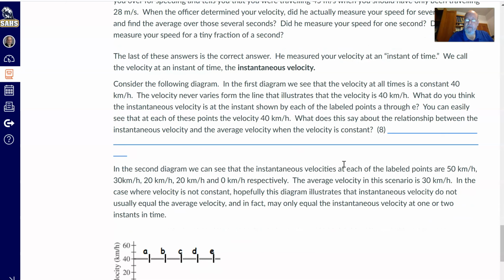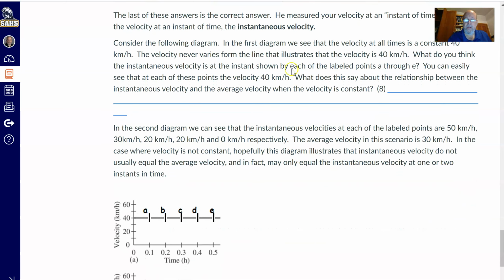So if you look at the following diagram, in the first diagram, you can see that the velocity at all times is a constant 40 kilometers per hour. If I've got a graph that we're going to end up calling a velocity time graph here, I've got velocity on the y-axis and time on the x-axis. I'm starting at 40 kilometers per hour. At a tenth of an hour, I'm still at 40 kilometers per hour. At 2/10 of an hour, I'm still at 40 kilometers per hour, and at 0.3 and at 0.4 and at 0.5 of an hour, I'm always at 40 kilometers per hour.